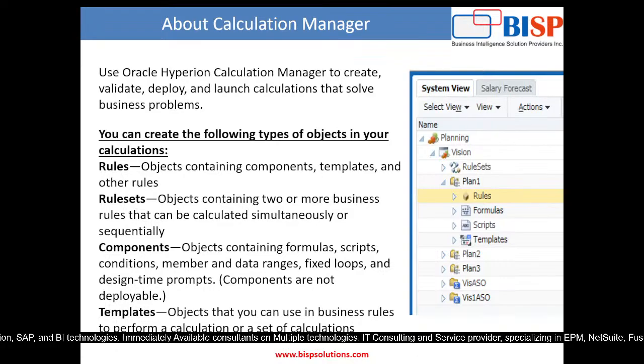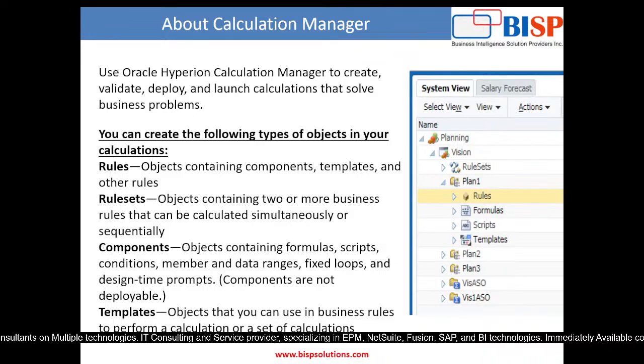We can create the following types of objects in our calculations. The first one is rules, second is rule sets, third is components, and fourth is templates. So we will have an introduction to the rules. This object contains components, templates, and other rules. The second one is the rule set. As the name itself suggests, it contains two or more business rules that can calculate simultaneously and sequentially.